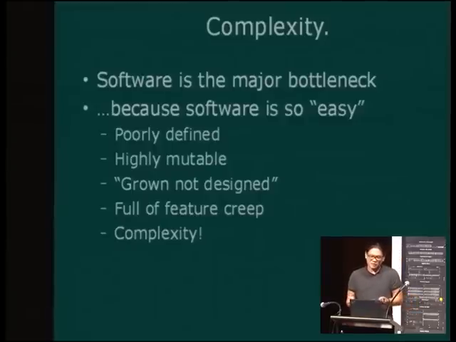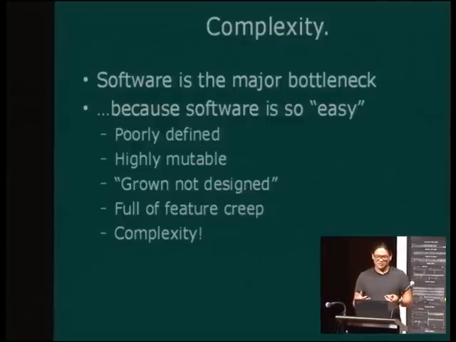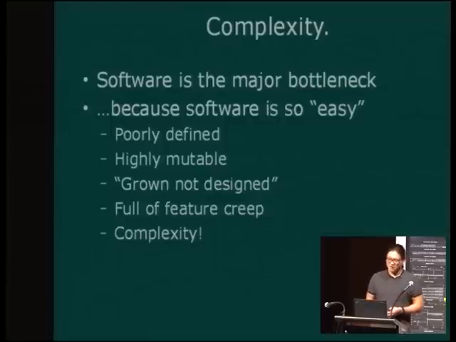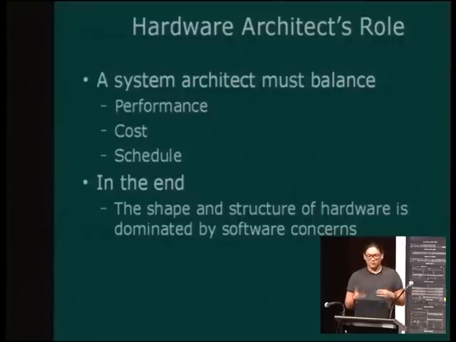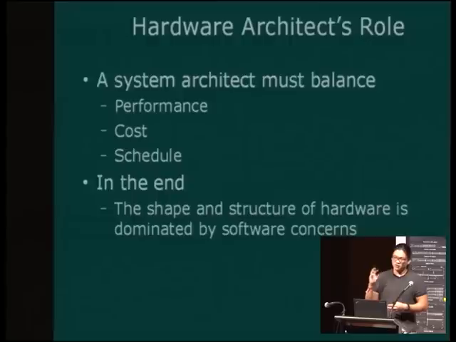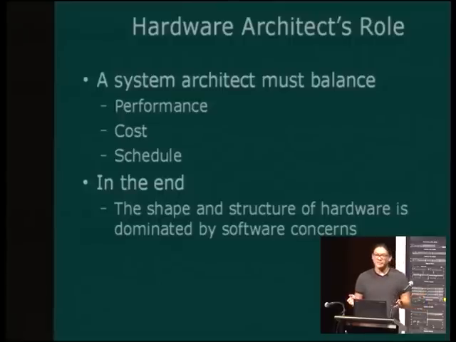And I think it's partially because software is just so, quote unquote, easy. It's poorly defined, it's highly mutable, a lot of times it's grown, not designed, there's lots of feature creep, and a lot of this contributes to the complexity of the software problem. So as a hardware architect, I try to balance performance, cost, and schedule. And in the end, a lot of the choices I make for the hardware are driven not necessarily by user requirements, but by what it takes to actually make developers get something done in time.